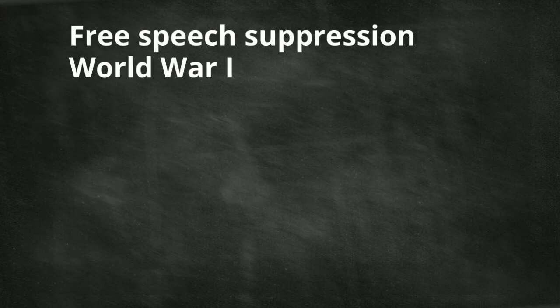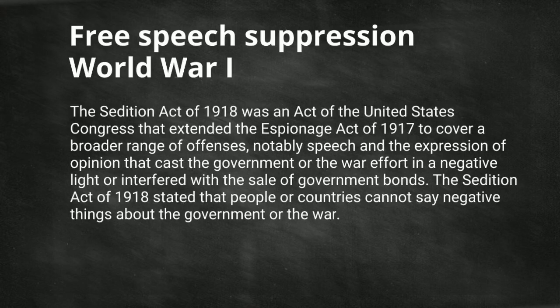Free speech suppression during World War I. The Sedition Act of 1918 was an act of the United States Congress that extended the Espionage Act of 1917 to cover a broader range of offenses, notably speech and the expression of opinion that cast the government or the war effort in a negative light or interfered with the sale of government bonds. The Sedition Act of 1918 stated that people or countries cannot say negative things about the government or the war.